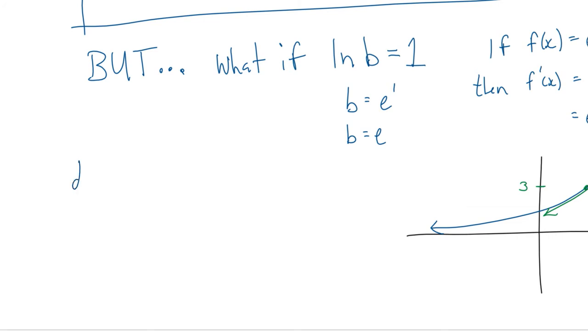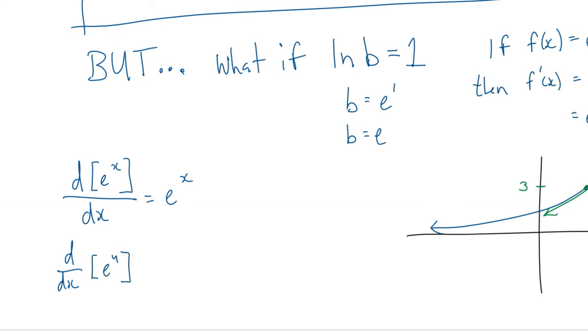And so remember this notation. The derivative of e to the x is e to the x. There's another way that we sometimes write this, d by dx of e to the u, where u is some other function, right, is equal to e to the u times u prime.